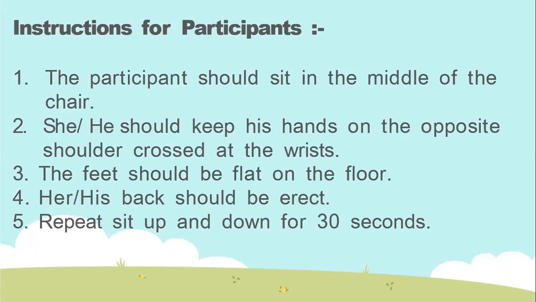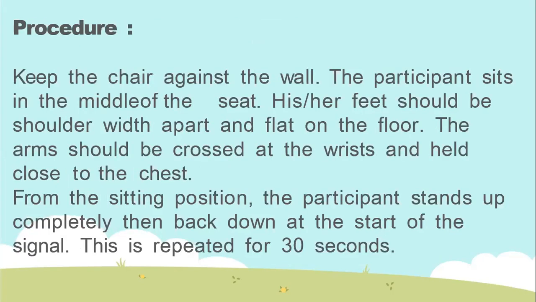So these are the instructions for the participants. The participant should sit in the middle of the chair. He or she should keep his hands on the opposite shoulder, crossed at the wrist. The feet should be flat on the floor. His or her back should be erect. And repeat sitting up and down for 30 seconds.